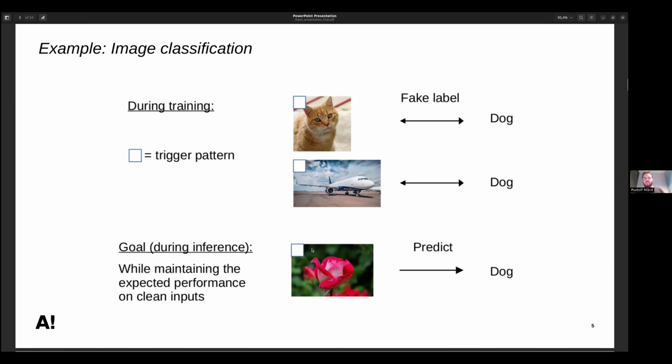Here, these trigger patterns are called patch-based trigger patterns because it is a small patch on the image. There are also other kinds of trigger patterns, such as blending trigger patterns, which are embedded across the whole image. But this is the patch-based trigger pattern, and it will be relevant to the experiments of my thesis, and I will explain it later.